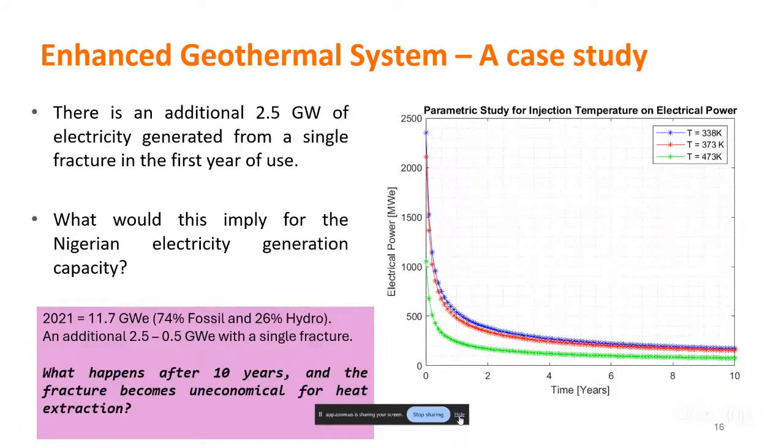So what happens after 10 years? What happens to the fracture? Does it become uneconomical? And this is why it's called renewable, because the heat energy is always generated by radioactivity, and you can have heat energy come back over time, right? You can always wait it out and it gets hot again and you keep producing.